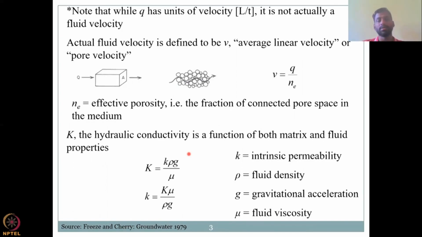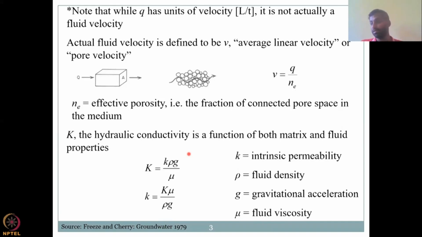It is given as k rho g by mu is equal to big K, and K is called the hydraulic conductivity. It is a function of both the matrix and the fluid. So this is the first time we are bringing water into the picture. So far we talked about the function of the matrix, the solid particles, and how they are arranged. But this parameter, hydraulic conductivity, brings in the properties of the fluid, being water here.